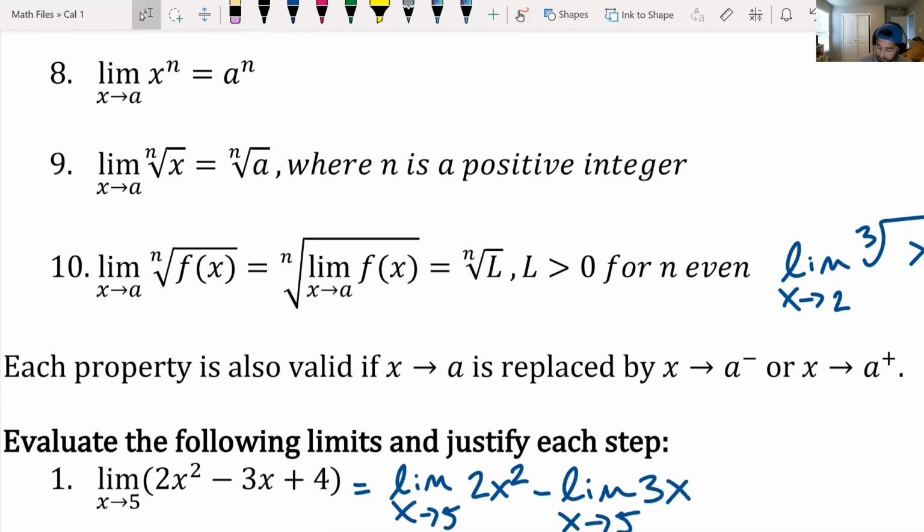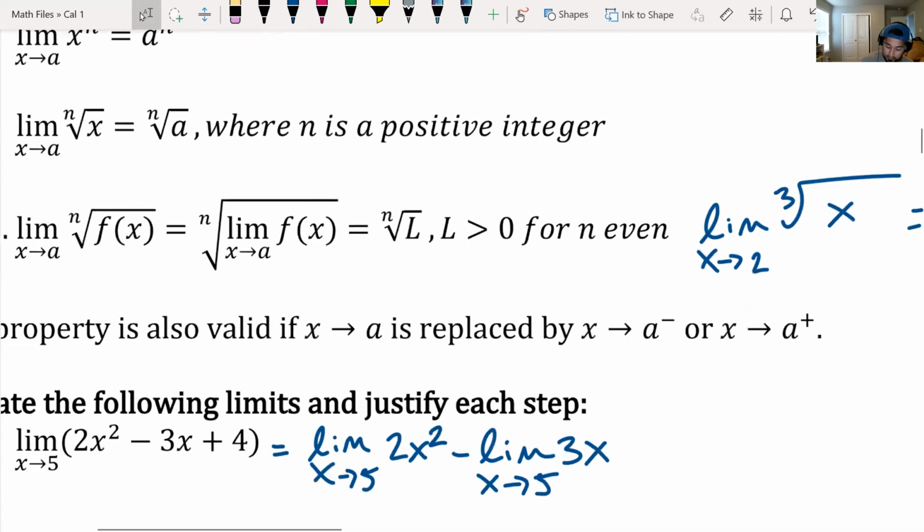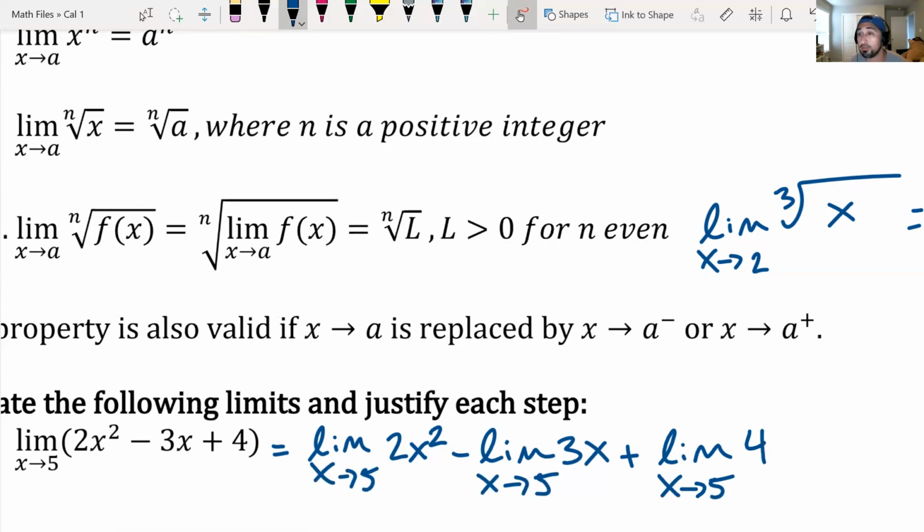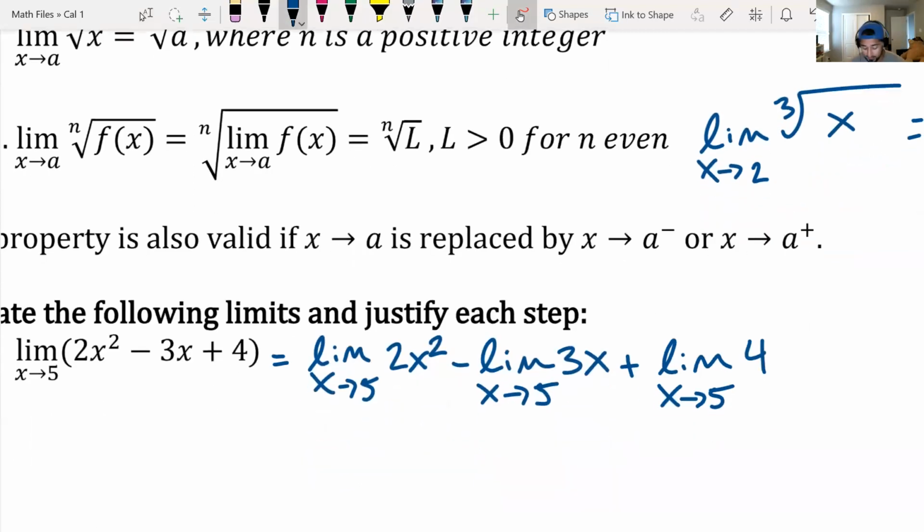And plus the limit as x approaches 5 of 4. Okay, well, we just have expanded this limit expression over into 3 limits, right? Over addition and subtraction. Okay, let's try to expand it a little more by using the properties above.